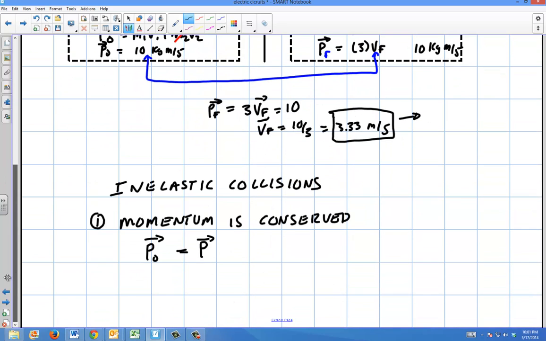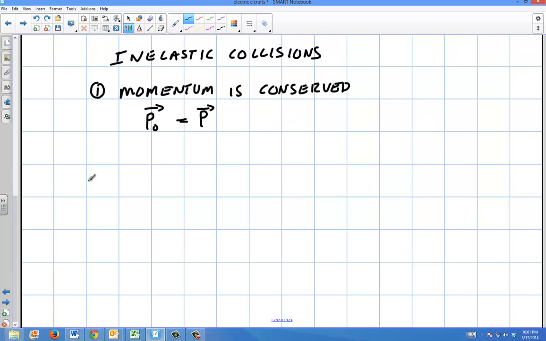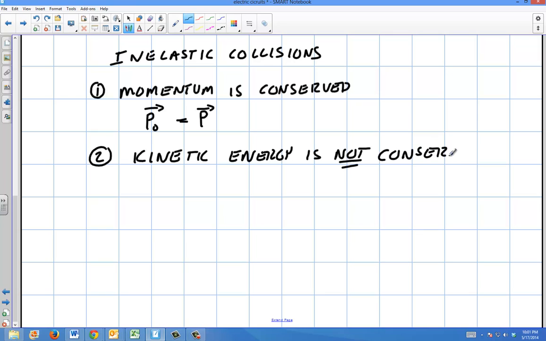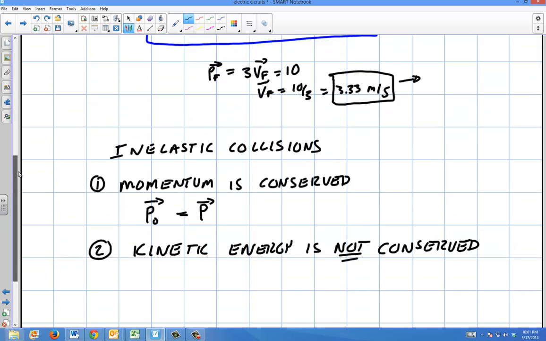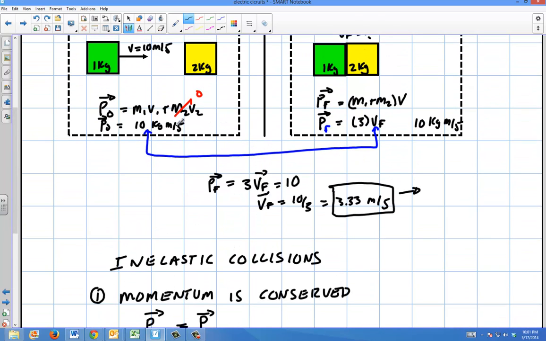Fine. But one thing that's not true is conservation of kinetic energy. So kinetic energy is not conserved. And so why is that important? Well, if two objects are coming together, if I found the energy of the system before, it's not going to be the same as the energy after. Okay, so I'll prove it in this situation here.